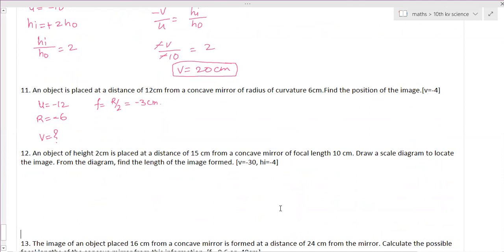Ma'am, V is equal to -6. -6, no. Ma'am, V is equal to -4. Yeah, -4. Sharad, 3, 6, 3 4s are 12. Check the sign properly. You have done a sign mistake in the numerator. Yes, ma'am, I got it. Okay.